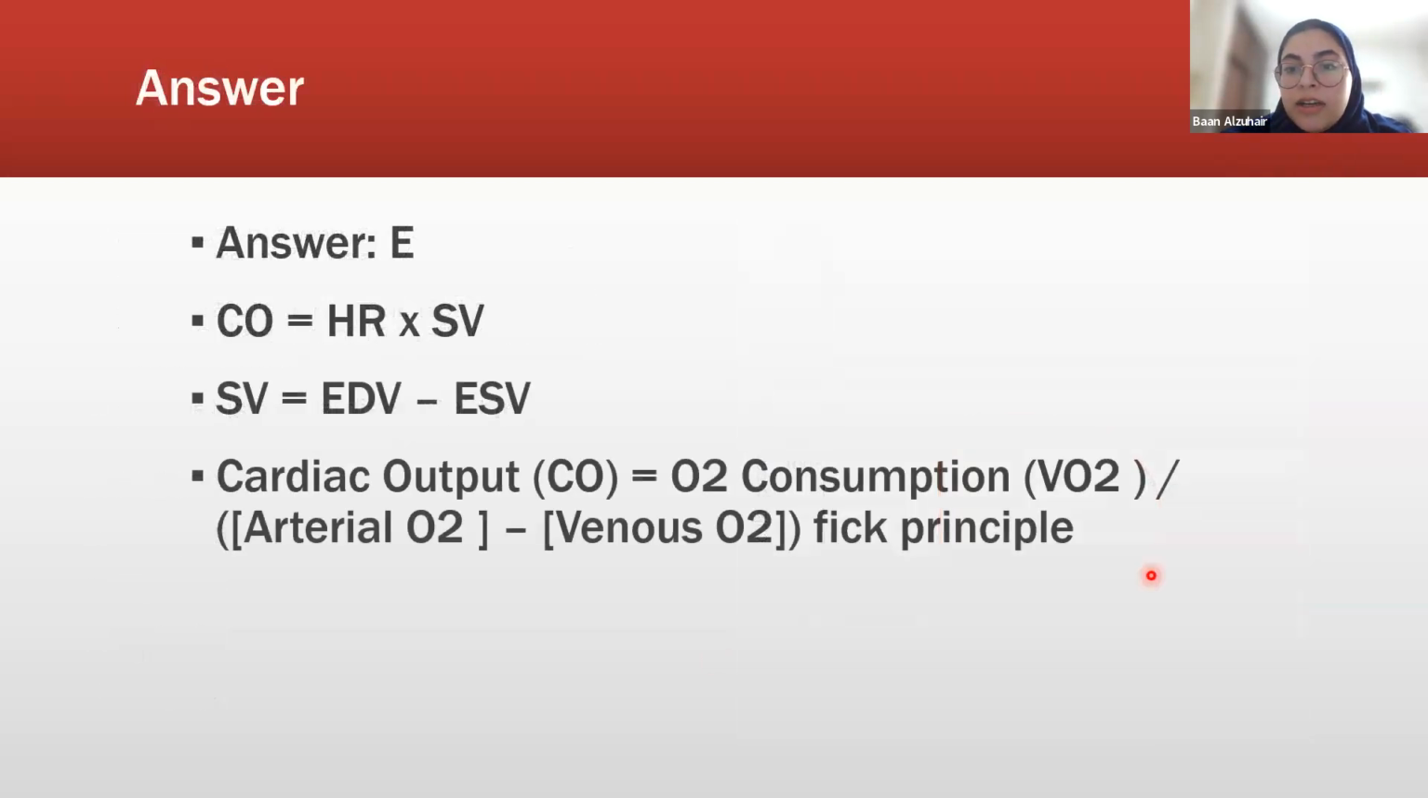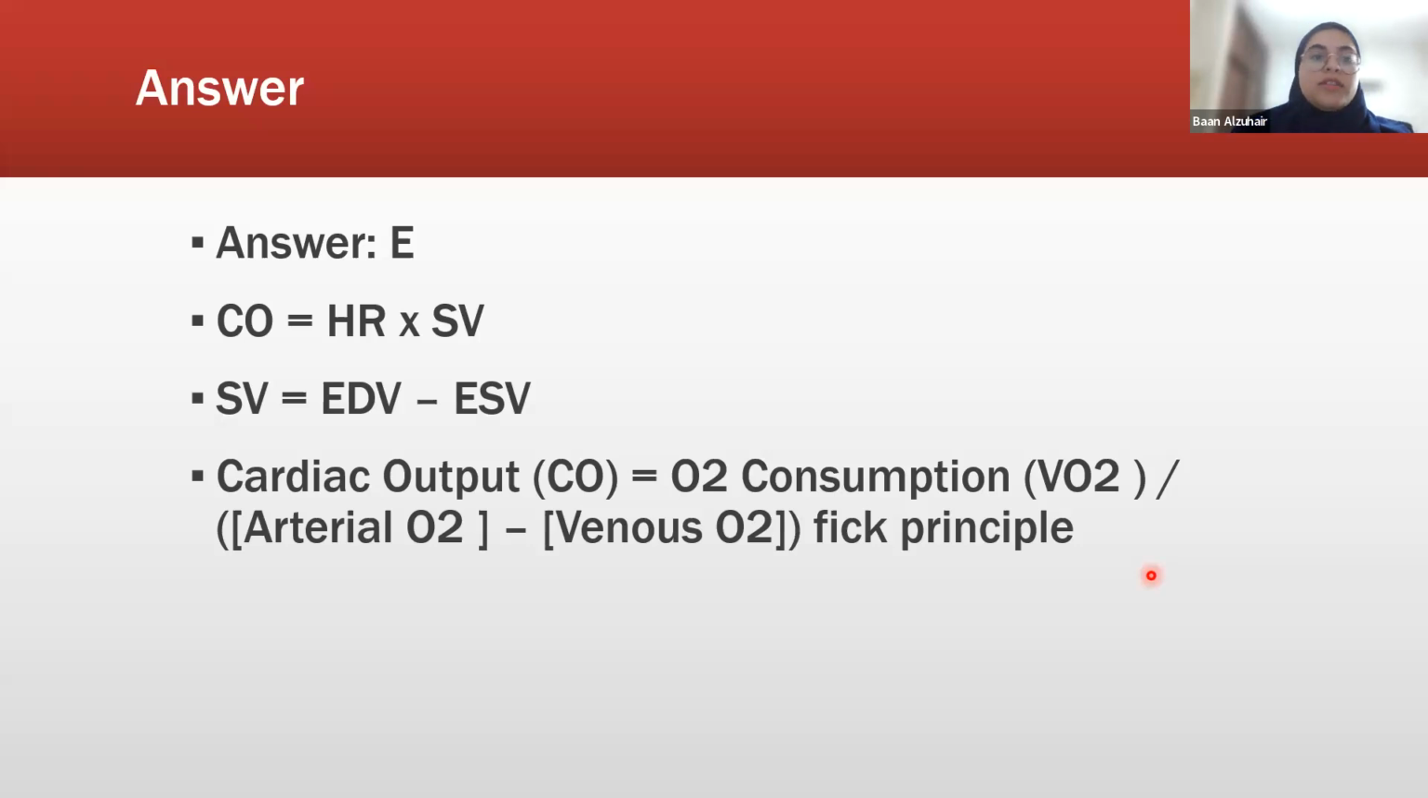Someone, Yasser, said EDV minus ESV multiplied by heart rate. That is the correct formula to use. EDV minus ESV is the same as stroke volume. So stroke volume multiplied by heart rate equals cardiac output. I also added another equation that was mentioned in your lecture.